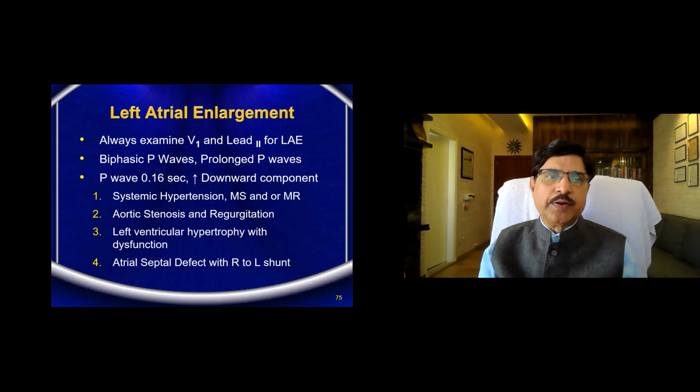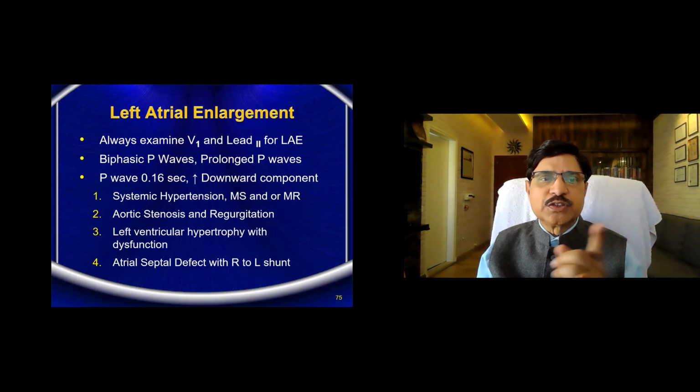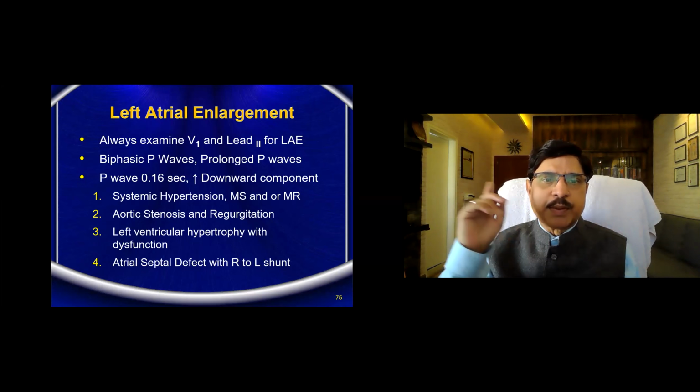So again, the take-home: always examine V1 and lead 2 for left atrial enlargement: biphasic P waves, prolonged P waves, P wave greater than 0.12. In this ECG, it is 0.16. The downward component is more prominent. What are the causes of left atrial enlargement? Just like pulmonary hypertension, there is systemic hypertension. Just like tricuspid stenosis and tricuspid regurgitation, mitral stenosis and mitral regurgitation. Just like pulmonic stenosis, there is aortic stenosis.